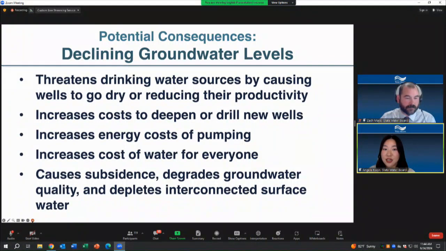Deeper groundwater levels increase the cost to repair or replace impacted wells or to drill new wells. Deeper groundwater levels can also increase the energy cost to pump groundwater for wells that are deep enough to continue pumping at declined groundwater levels. This all means that deeper groundwater levels generally increase the cost of water for everyone. Moreover, declining groundwater levels can cause subsidence, degrade groundwater quality, and can deplete interconnected surface water, each of which cause their own set of problems, which will be explained later in this presentation.